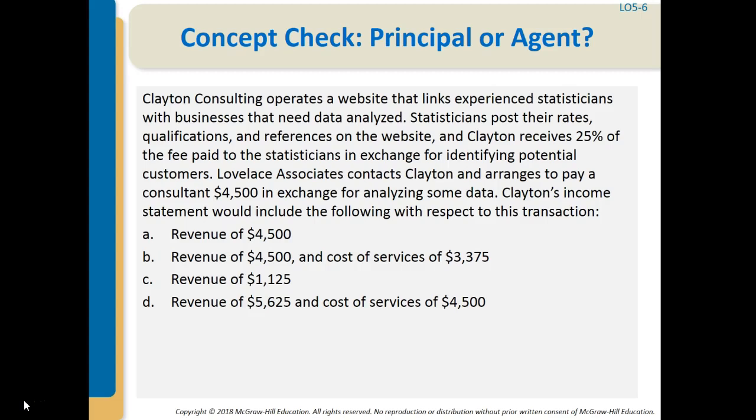So here we go again, questions regarding principal or agent. Clayton Consulting operates a website that links experienced statisticians with businesses that need data analyzed. Statisticians post their rates, their qualifications, and references on the website, and Clayton receives a 25% amount of the fee paid to the statisticians in exchange for identifying potential customers. Lovelace Associates contacts Clayton and arranges to pay a consultant $4,500 in exchange for analyzing some data.